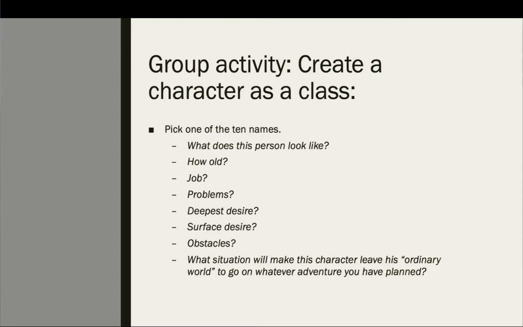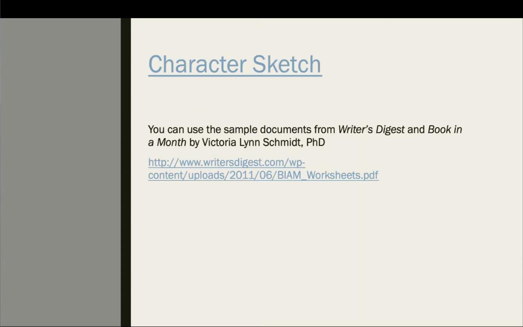So after you've chosen one of the 10 names, consider, what does this person look like? Does the character name impact the way you perceive their appearance? How old are they? What job do they have? What problems? Consider their deepest desire and their surface desire. For instance, somebody could have a deep desire of connecting with somebody and creating a found family, but their surface desire is to make money. So how are those in opposition or connected to one another? What obstacles do they face? What situation will make this character leave his ordinary world to go on whatever adventure you have planned?